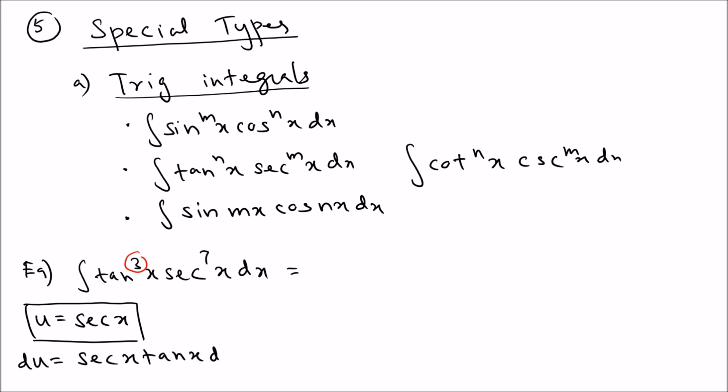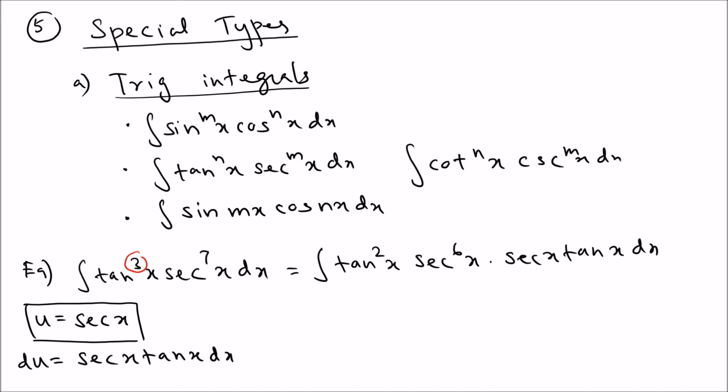So that means we can isolate that term. So let's start doing that. I'm going to take one tan term out. So we have this, and we can take one secant term out. And we can isolate the derivative term, secant tan x dx.